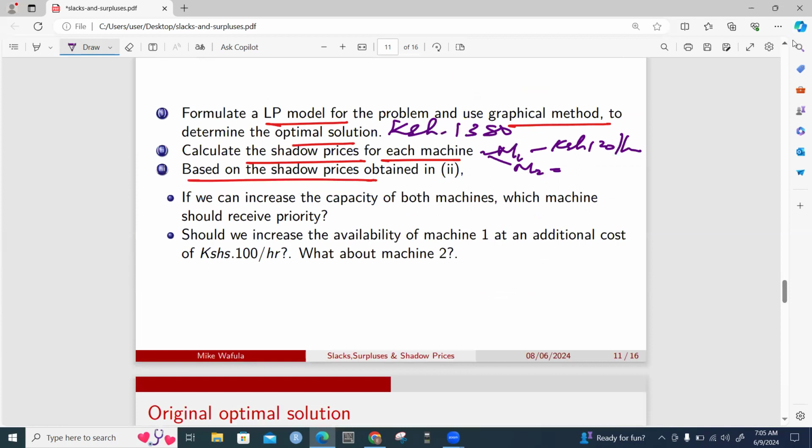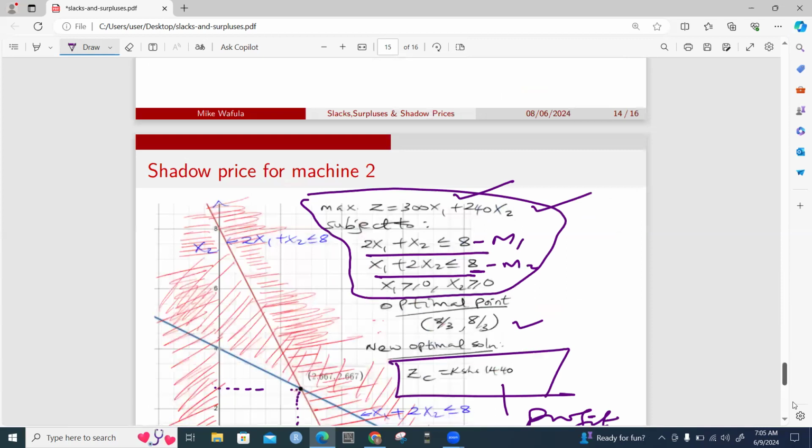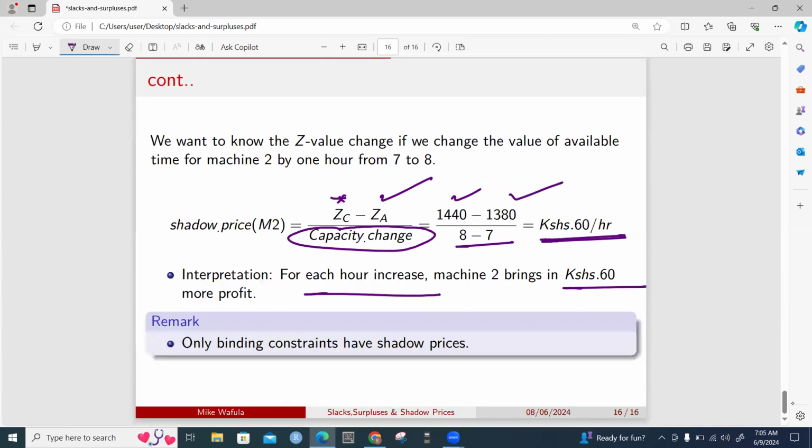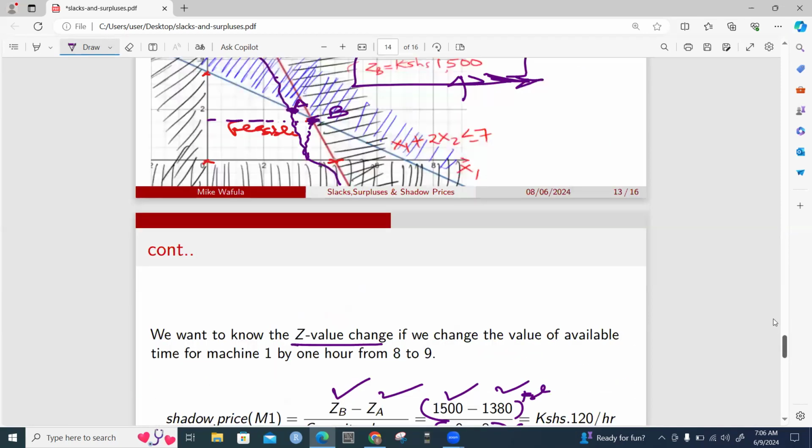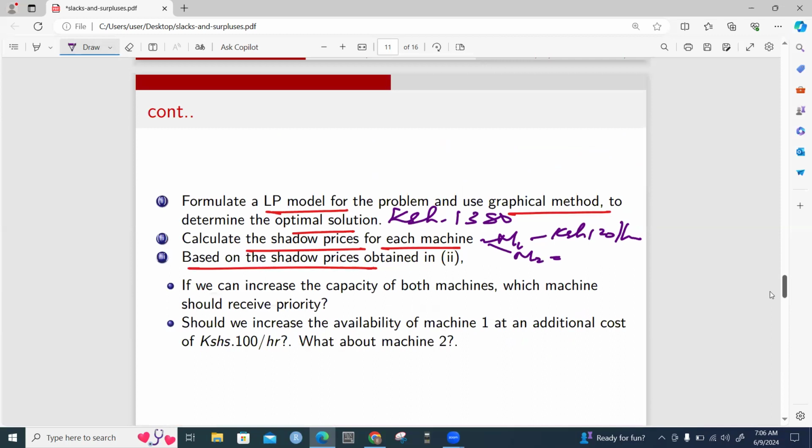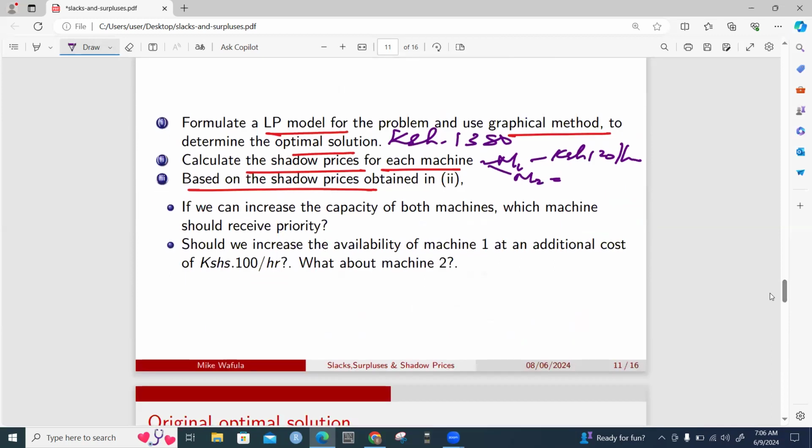And the last thing, which I think I've already emphasized here as a remark, is that only binding constraints have shadow prices. So we only calculate the shadow prices for a constraint that is binding. But now there are 2 more questions based on shadow prices. Once you have computed the shadow prices, you have found machine 2 is actually 60 per hour.